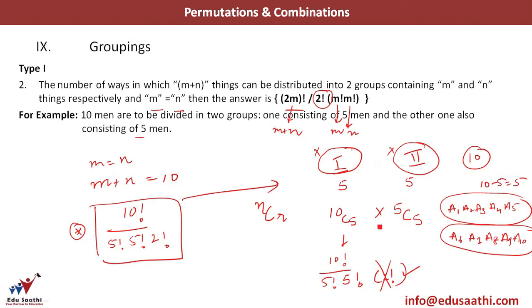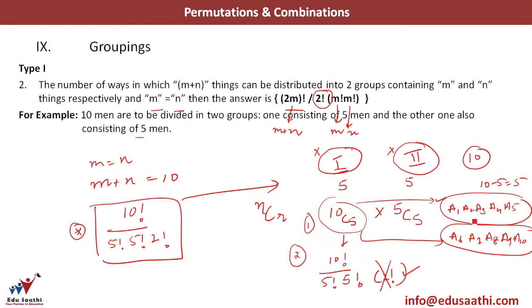In one case, in 10C5, I will select these 5 people. Let's say this 10C5 represents this 5 for one case. In another case, the second case, let's assume this 10C5 chooses these other 5 people.